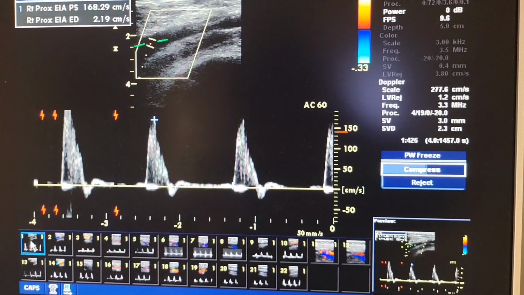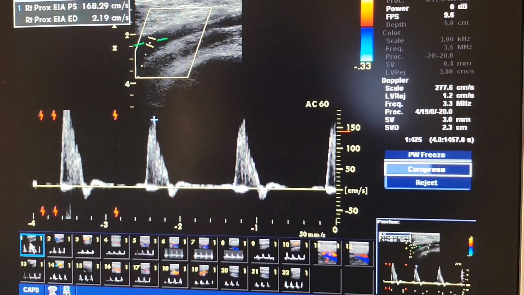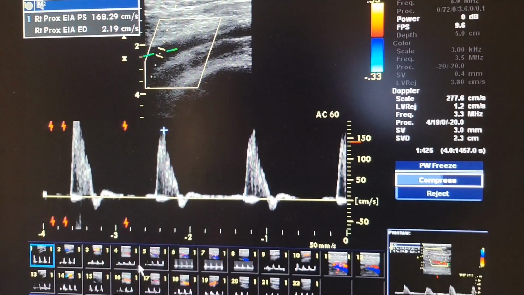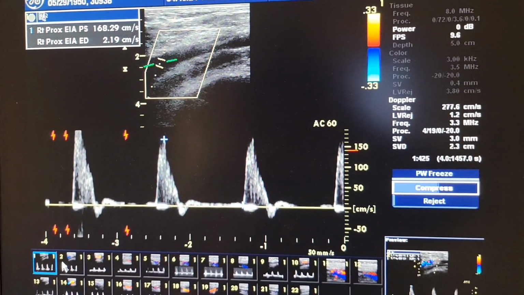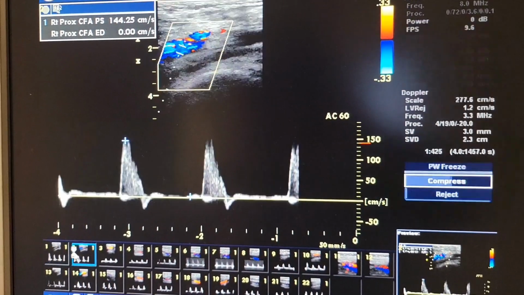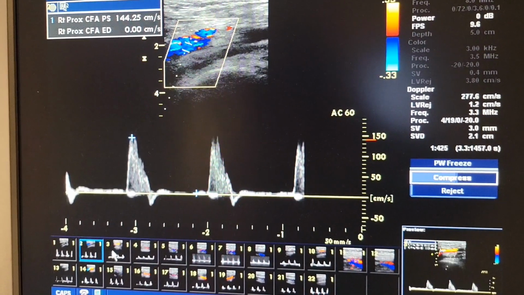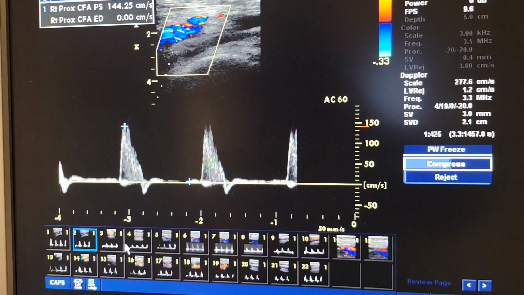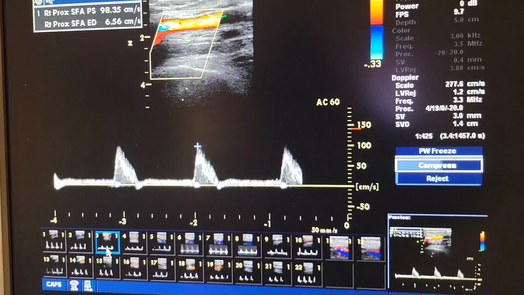All right, this is a lower extremity arterial study. I'm going to try to stay still as much as possible as I go through the study. At the external iliac artery, you can see that waveform looks nice and triphasic. As you go down to the common femoral, still triphasic waveform, very nice triphasic waveform there.